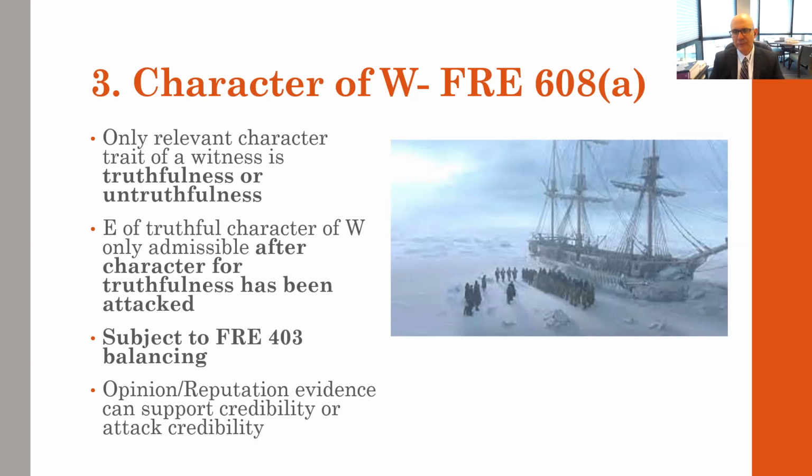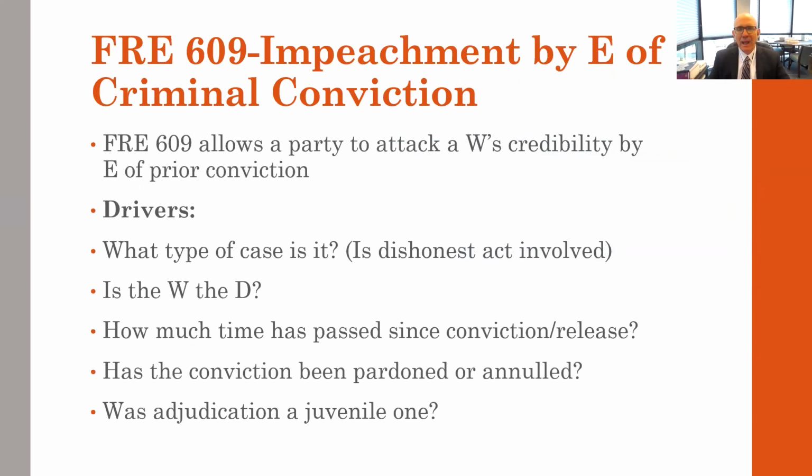Now, the way to establish character for untruthfulness, if we're trying to attack a government witness, is opinion or reputation, like we already discussed. Of course, another big area is 609, Federal Rule of Evidence 609, and that is impeachment by evidence of a criminal conviction.